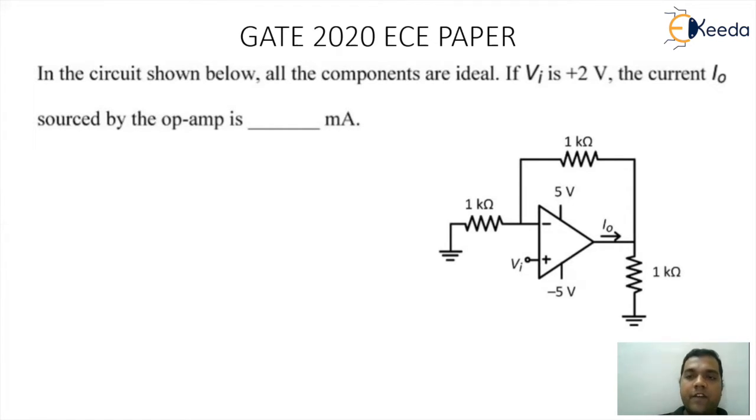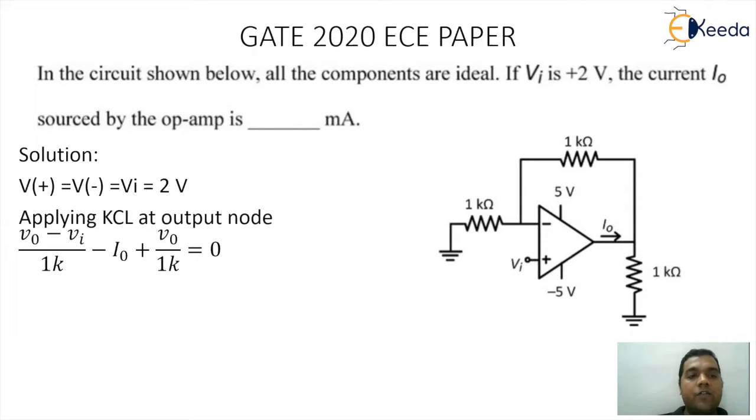If the value of Vi is 2 volt, connected at the plus pin of the op-amp, which is the non-inverting pin, then using the property of the op-amp, the potential of the non-inverting pin is the same as the potential of the inverting pin. Automatically at the inverting pin, the potential will be 2 volt. Now to find IO, I need a KCL equation at the output node: VO minus VI by 1K minus IO plus VO by 1K equals 0. So I first need to find the value of VO.